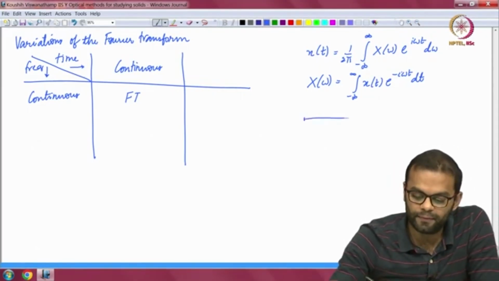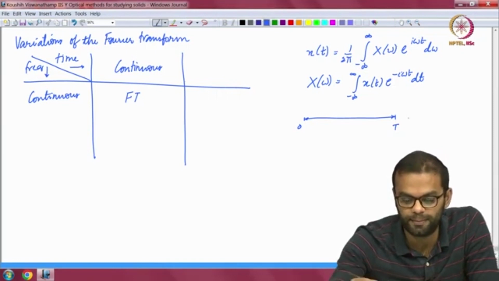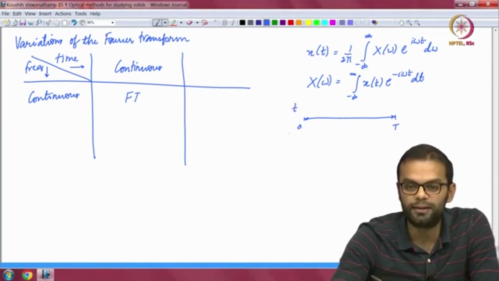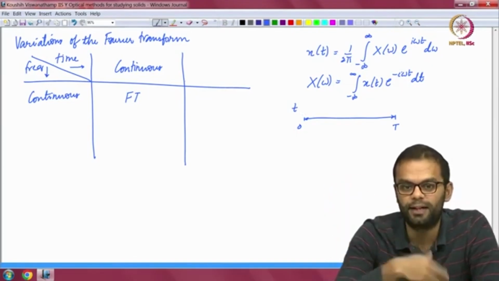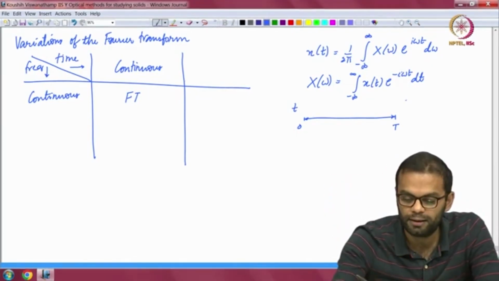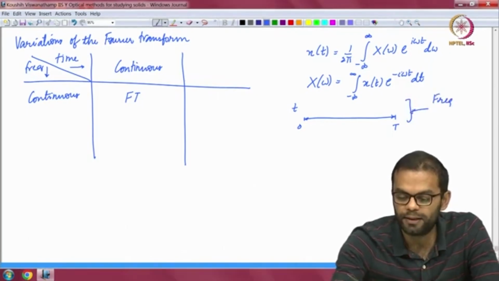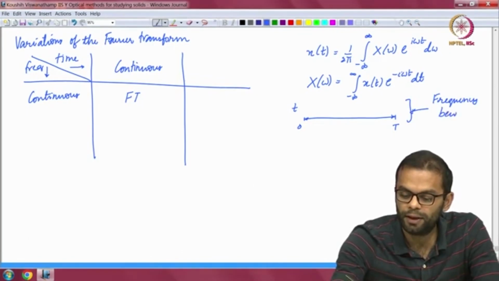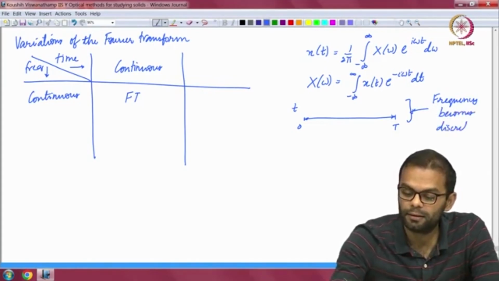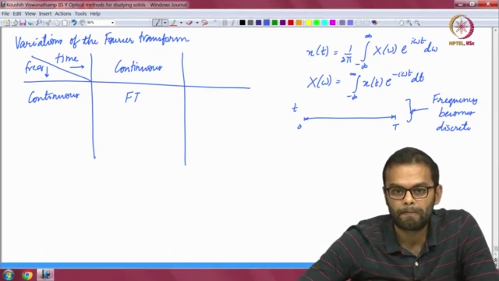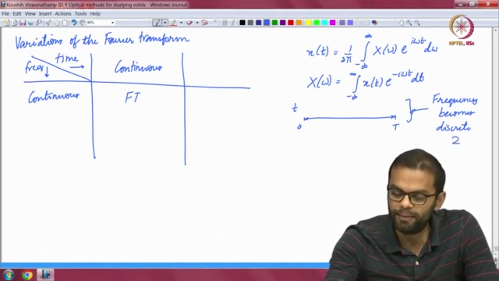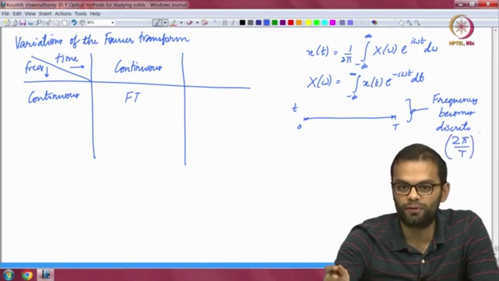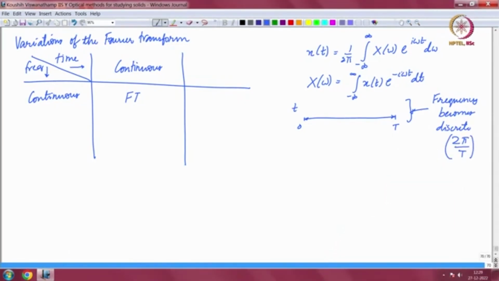If the time is not continuous, but t, being small t, goes from 0 to capital T, so it is not going from minus infinity to plus infinity, it is not an infinite domain, but it is a finite domain, then in cases like this the frequency becomes discrete. Okay. And they become multiples of what is called a fundamental frequency, which is 2 pi by T. So, this is a very general phenomenon, it happens in all sorts of situations.